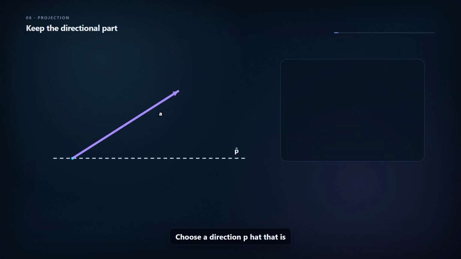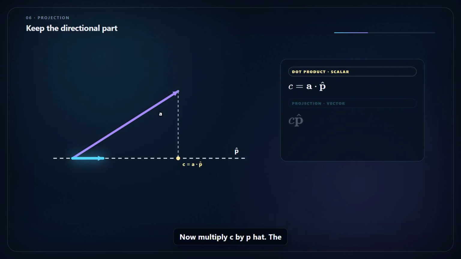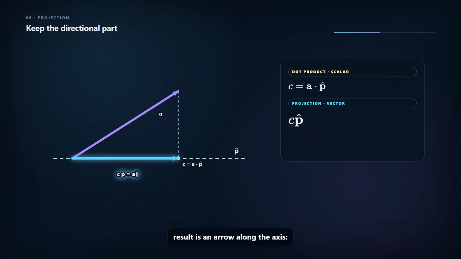Choose a direction p hat that is exactly 1 unit long. The dot product A dot p hat is the signed amount of A along that axis. Call that scalar c. Now multiply c by p hat. The result is an arrow along the axis, the projection vector. Keep the distinction sharp. The dot product c is a scalar. The projection c p hat is a vector. The remaining perpendicular arrow, added to the projection, reconstructs A.